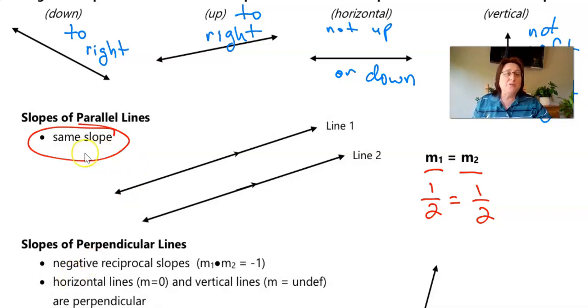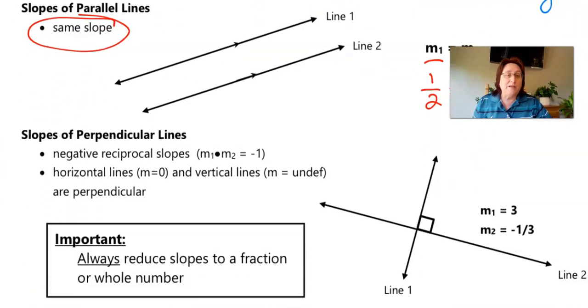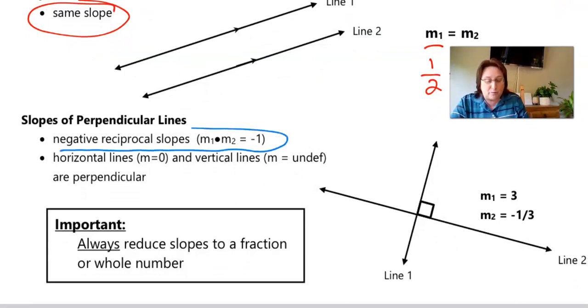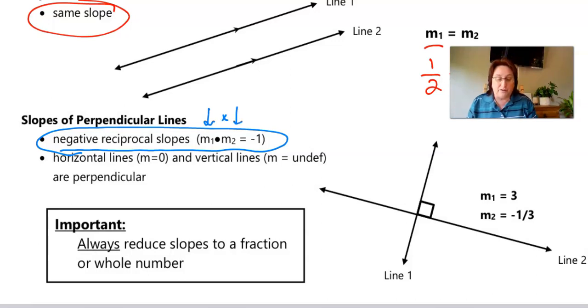Now, slopes of perpendicular lines. Okay, so guys, this one is a little bit different. Slopes of perpendicular lines have what we call negative reciprocal slopes. Some of you may remember that. So that says that if I take the slope of line 1 times the slope of line 2, then the product will be -1. That's how you can test it.